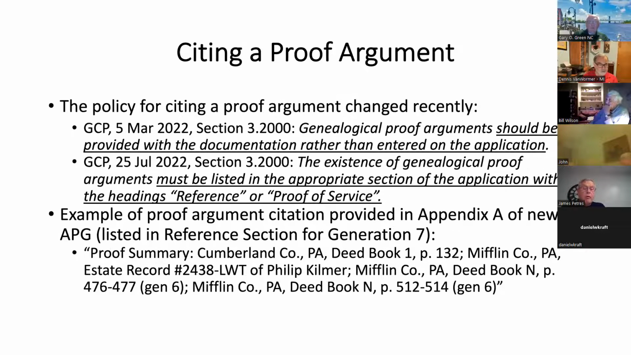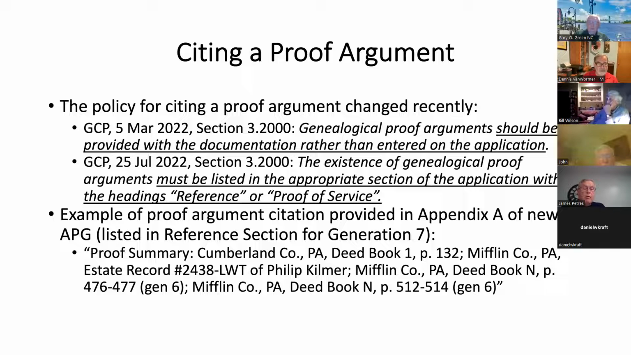And then citing the proof argument. This is, first of all, something that recently changed. I mentioned that before. For example, back in the March version of the policies, it said genealogical proof arguments should be provided with the documentation rather than entered on the application. And it was changed. In the July 25th and September 30th versions, it now says the existence of the proof arguments must be listed in the appropriate section of the application with headings, reference, or proof of service.